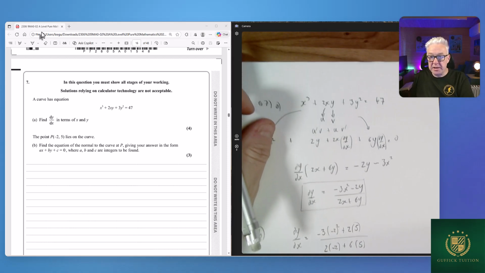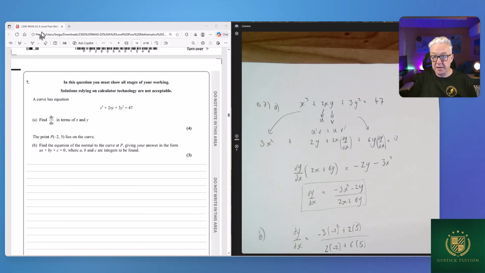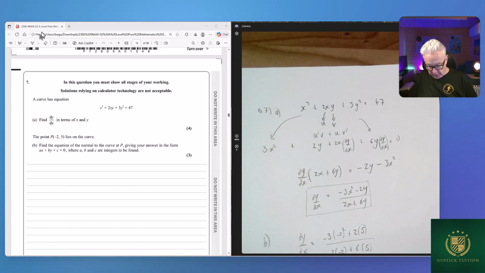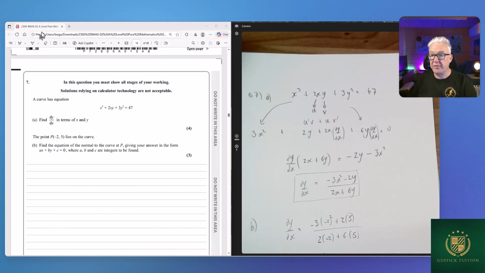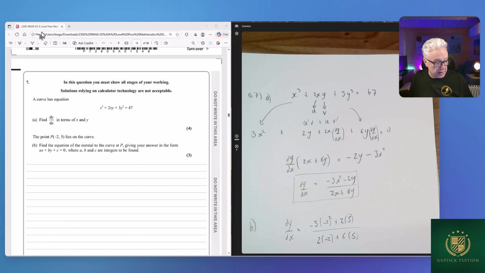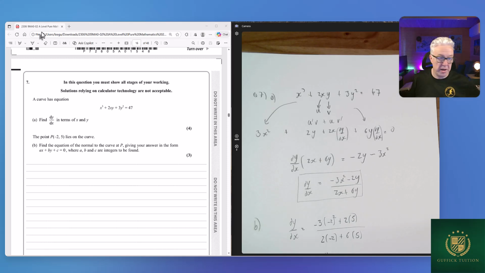Now notice it doesn't mention the word implicit, so you've got to recognize from the context of the question that implicit differentiation is the way to go. What would help you to recognize that? I think principally the fact that you've got x and y's in the same equation. So let's differentiate each of the terms and think about how we're going to approach them.